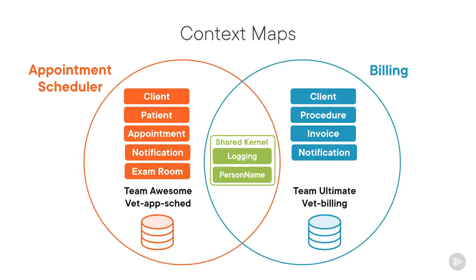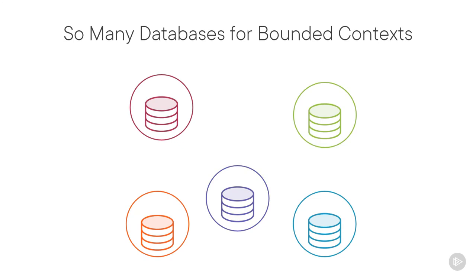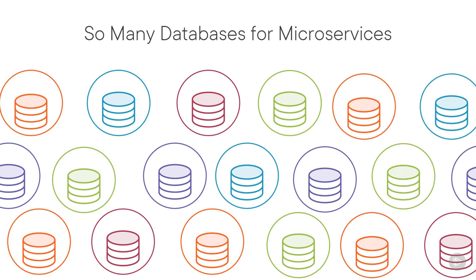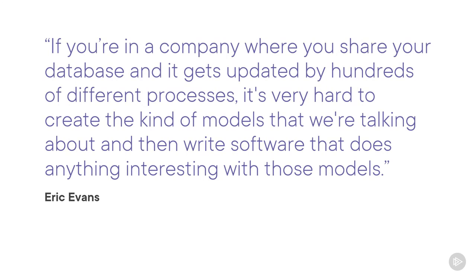The concept of having separate databases for each bounded context often throws people for a loop. But with the advent of microservices, which also, by definition, each have their own database, teams are beginning to get more accustomed to the idea. Here's what Eric Evans said to us when we talked with him about the problems created by trying to share a database across teams. If you're in a company where you share your database and it gets updated by hundreds of different processes, it's very hard to create the kind of models that we're talking about and then write software that does anything interesting with those models.